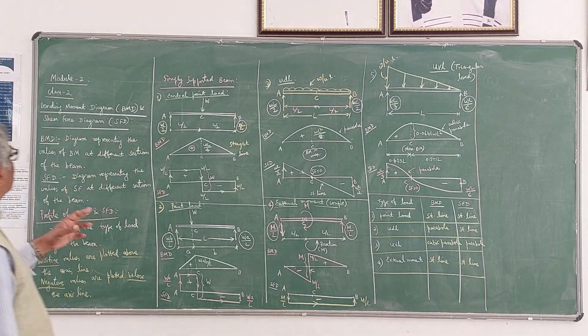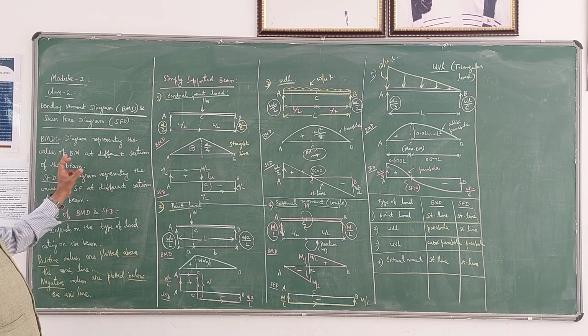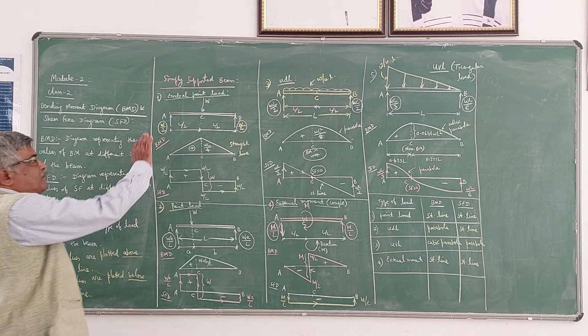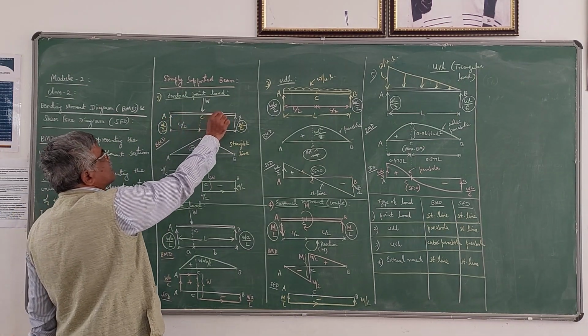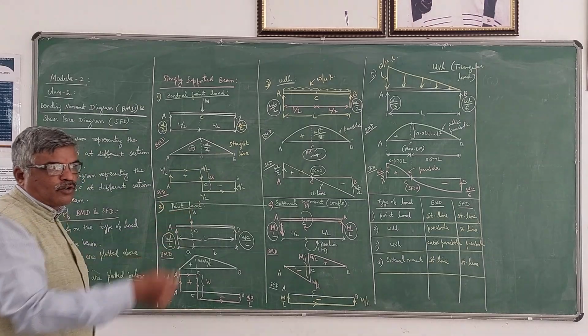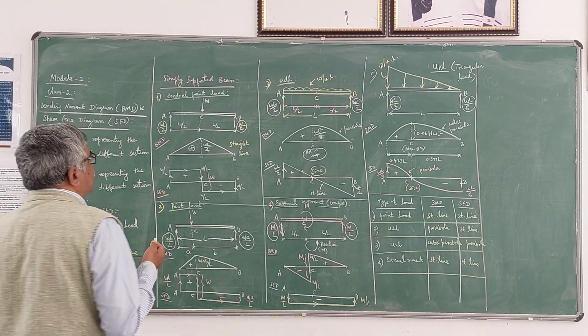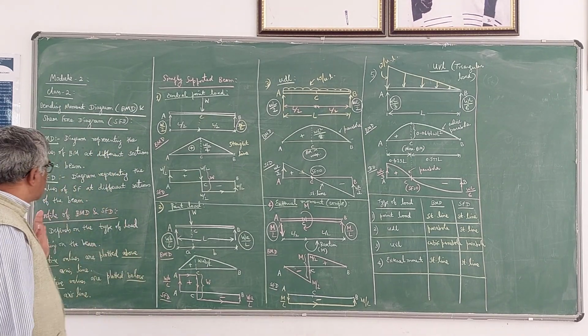Bending moment diagram is a diagram representing the values of bending moment at different sections of the beam. Suppose this is the beam AB, and you want the values of bending moment at different points or sections of the beam. After calculating them, we can plot them in the form of a diagram. That diagram is called the bending moment diagram.